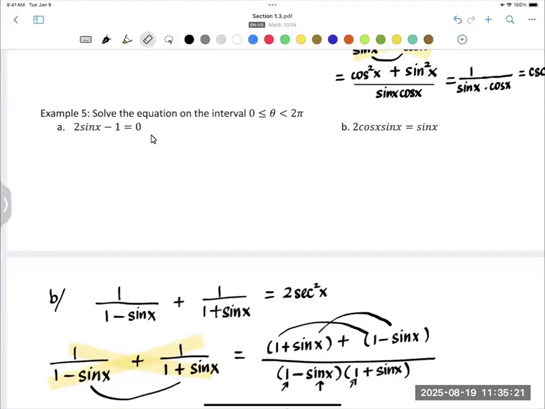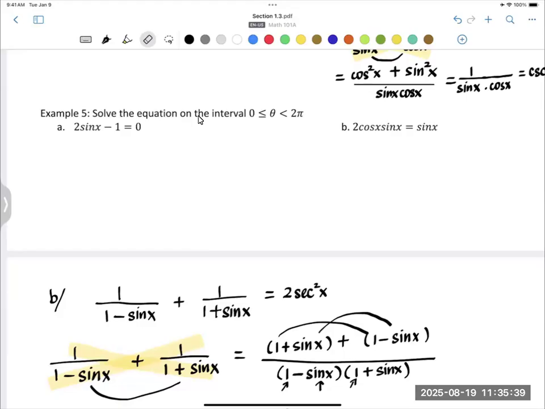Now, after proving identity, verifying identity, we will have a concept called solving trigonometry equations. Okay, so let's look at the equation. What we're actually finding for solving equations.